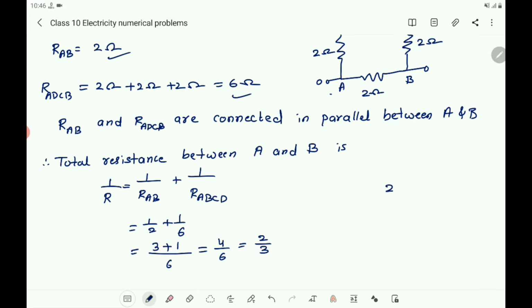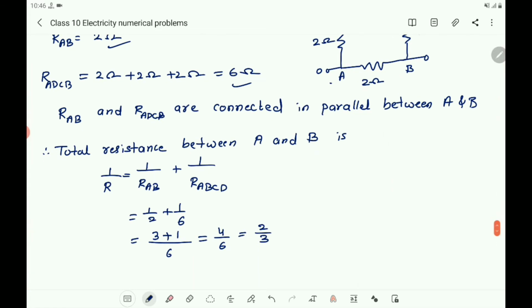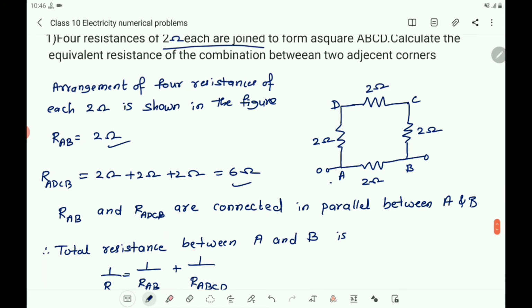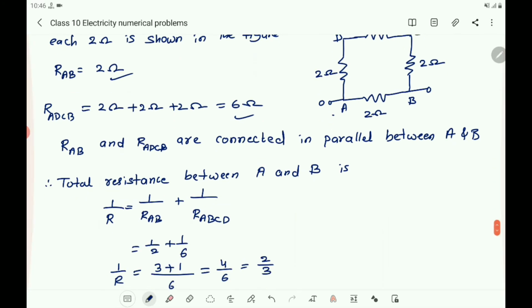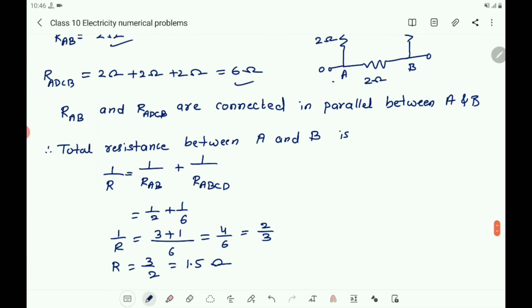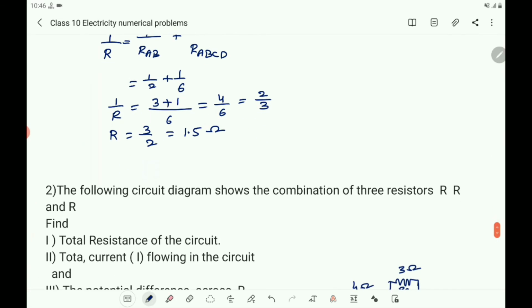Therefore, here you got 1 by R equals 2 by 3. So R equals 3 by 2, that equals 1.5 ohm. So the equivalent resistance of the combination, that is nothing but the total resistance of the combination between A and B, is given by 1.5 ohm. Then you take the second one.